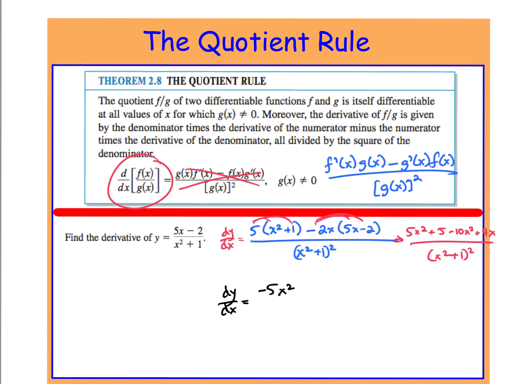Negative 5x squared, plus 4x, plus 5, all over (x squared plus 1) quantity squared. So there is my derivative of that function. And again, so we don't lose sight of it, what does that derivative actually mean? It's the slope of the tangent line of that original function.